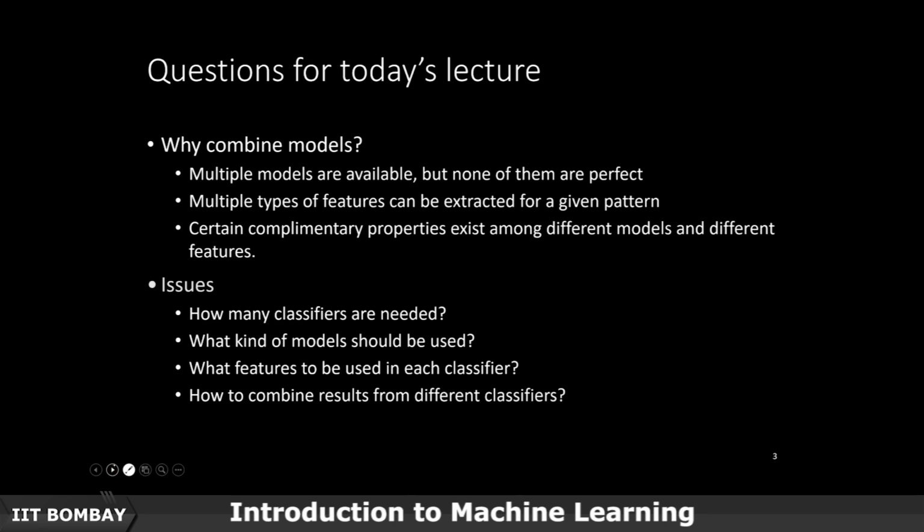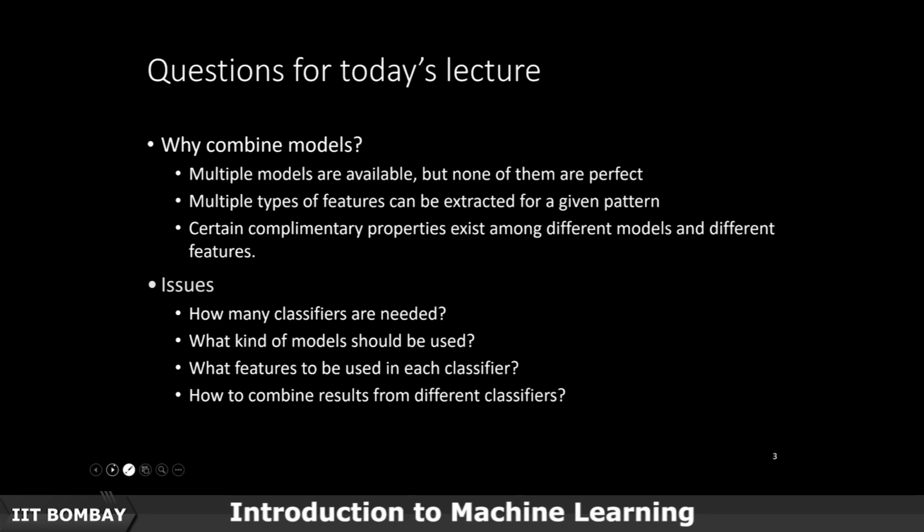So the questions for today's lecture are, why should we combine models? One of the reasons is that there are multiple models available and none of them are perfect, or none of them may have very high accuracy. So sometimes when we combine them we get better accuracy. Then you can have models that cater to different subsets of the features on which you are trying to fit the model, or different parts of the feature space. So they may have some complementary properties that may help them compensate for the errors of the other models.